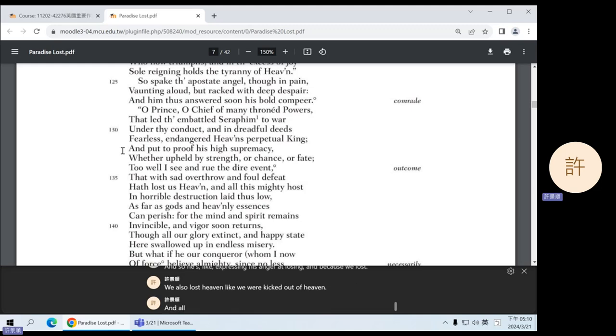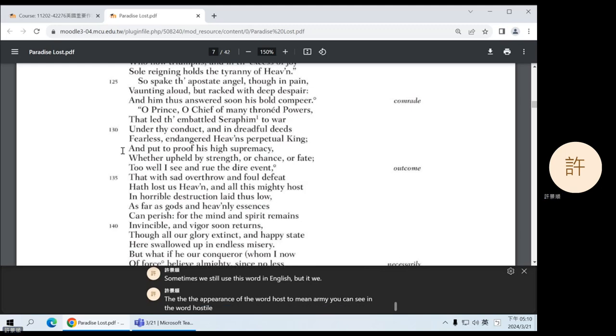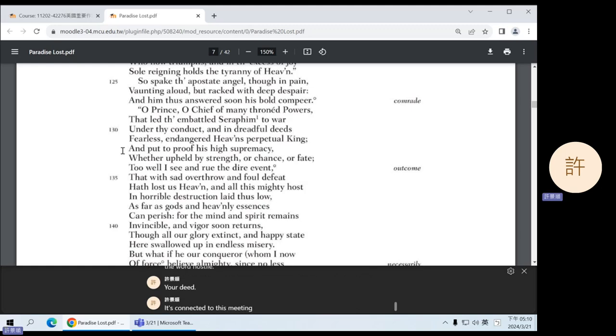And all this mighty host, host means army. Sometimes we still use this word in English, but the appearance of the word host to mean army, you can see in the word hostile. 有敌意的. It's connected to this meaning. So all this mighty host in horrible destruction laid thus low. So by losing the war, the entire army of devils was laid low, was made weak in horrible destruction. We still use this phrase in English, to lay low, or to be laid low.